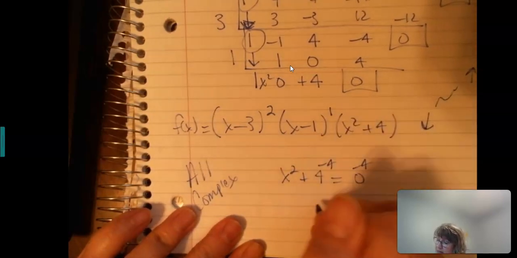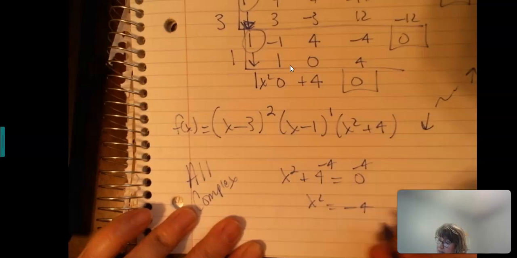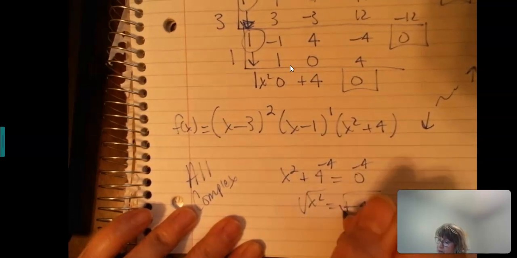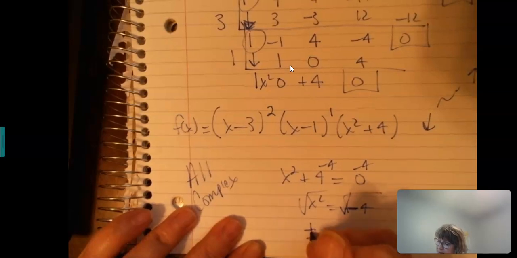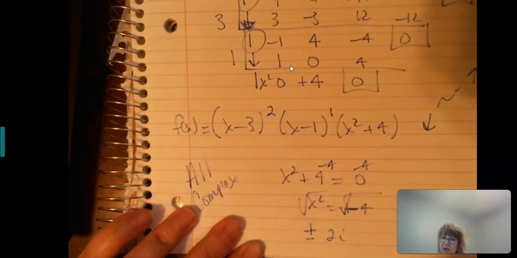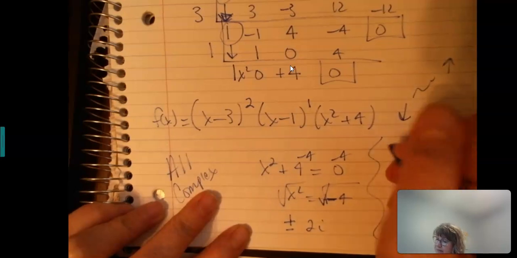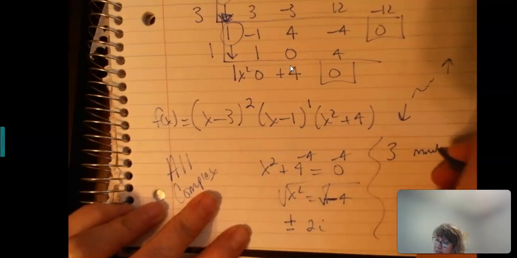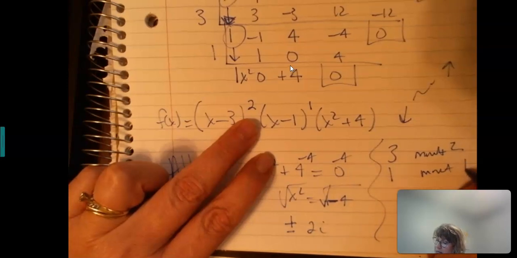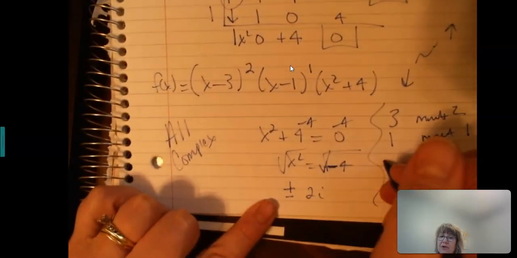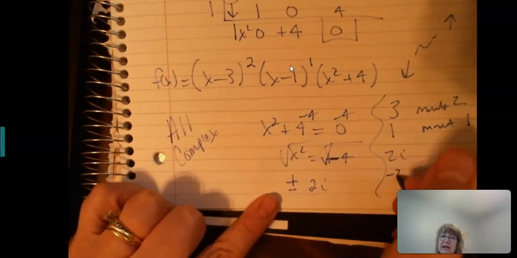Again, isolate and use an inverse. Square root both sides. Now be careful. When I square root, I get 2 answers. I get a positive and negative 2i. So those are my solutions or roots. I have 3 with multiplicity of 2. I have a positive 1 with multiplicity 1. And then I have these 2 imaginary numbers, 2i and a negative 2i.